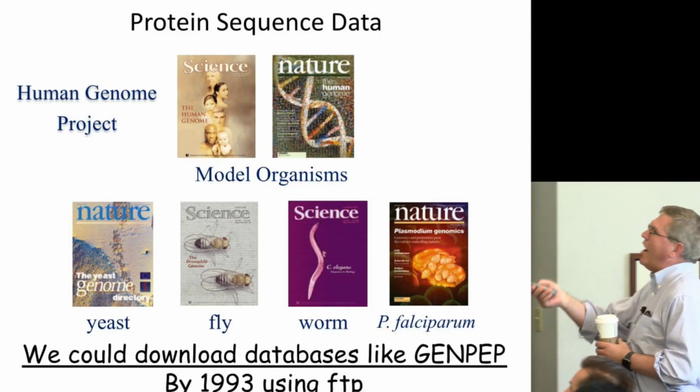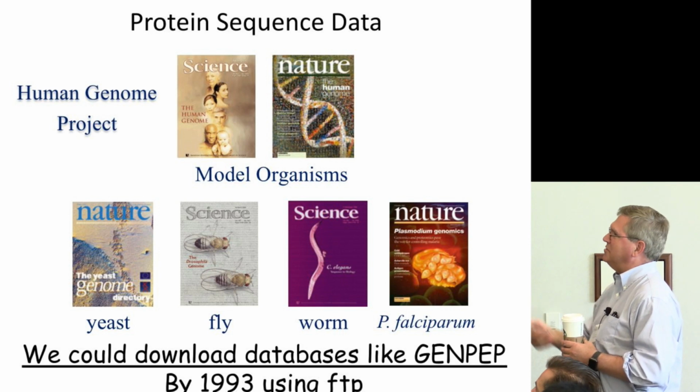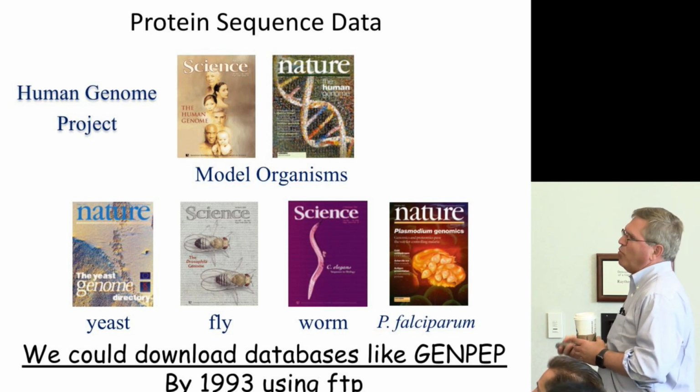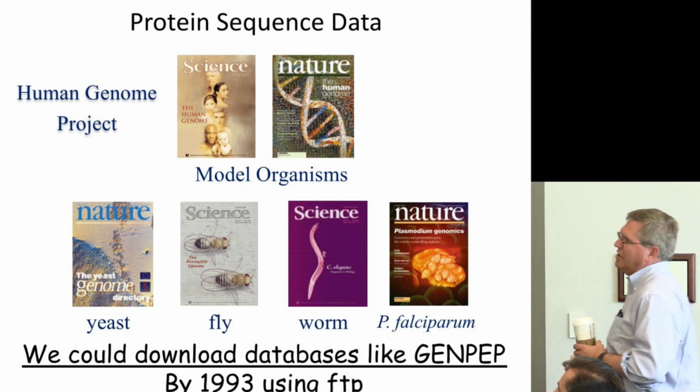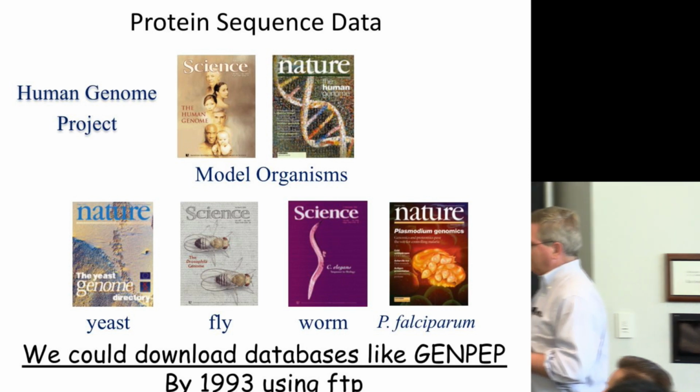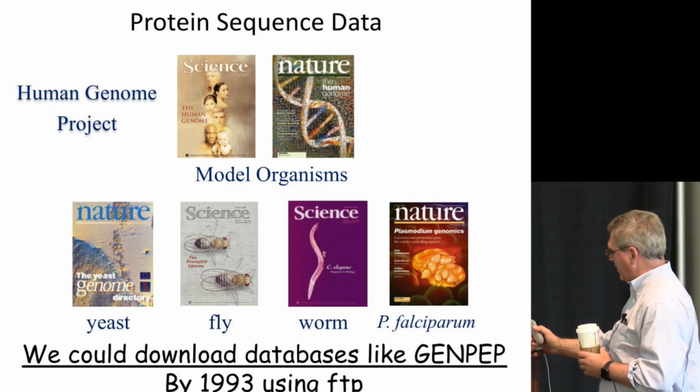So now getting access to all this data is really simple. We could download databases like GenPep. GenPep was the protein sequence database in 1993, using FTP. And so we could get access to that database. It might take a while to actually get it, but we could get it.